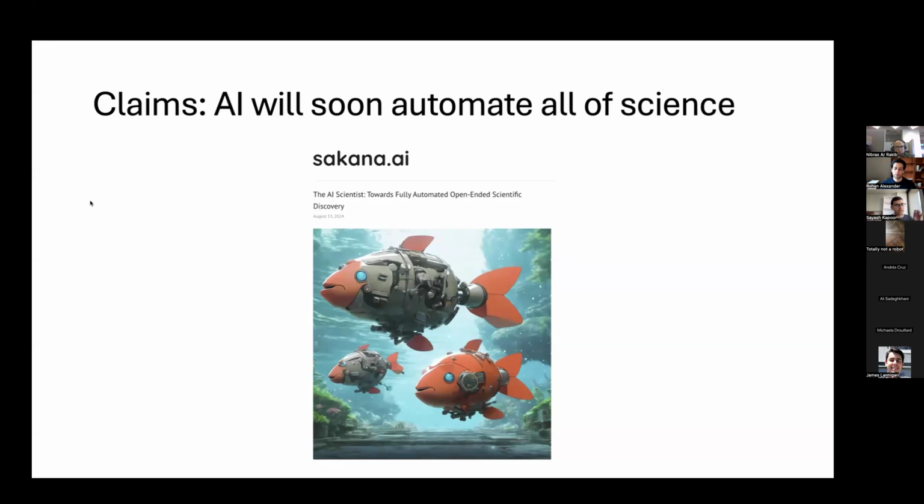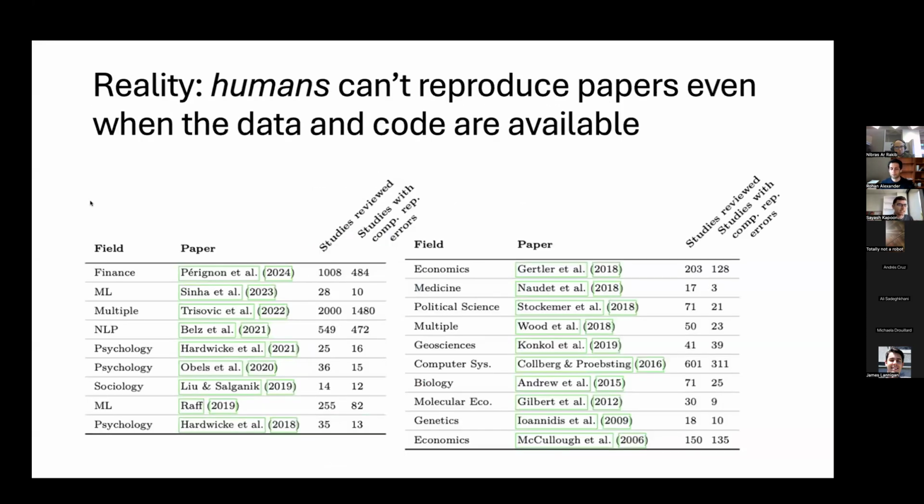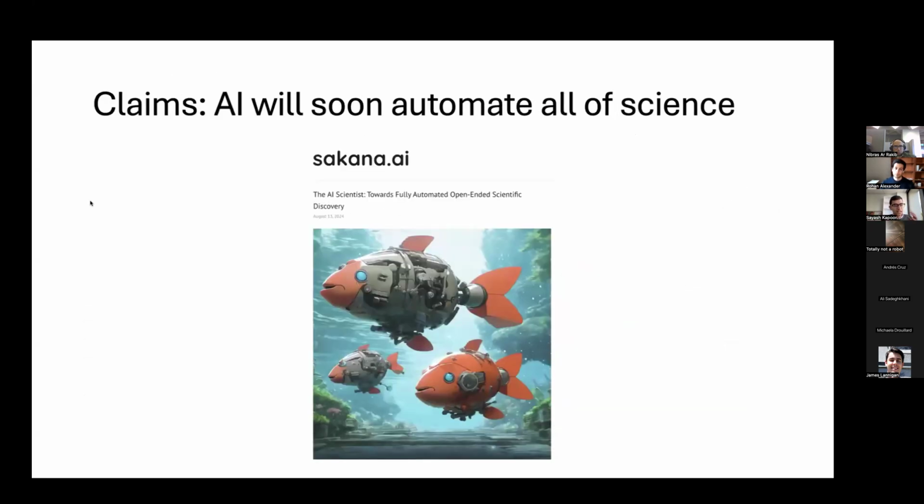So we have these very strong claims by companies on the one hand. And on the other hand, we also have what is essentially a reproducibility crisis already going on in a lot of scientific fields. So leave aside AI agents. Even humans can't seem to reproduce papers, even when the data and code are available. So this is a brief survey of all of the different fields where this type of reproducibility error has been found. We call this computational reproducibility. It has affected fields including machine learning, finance, political science, geosciences, computer systems, and so on.